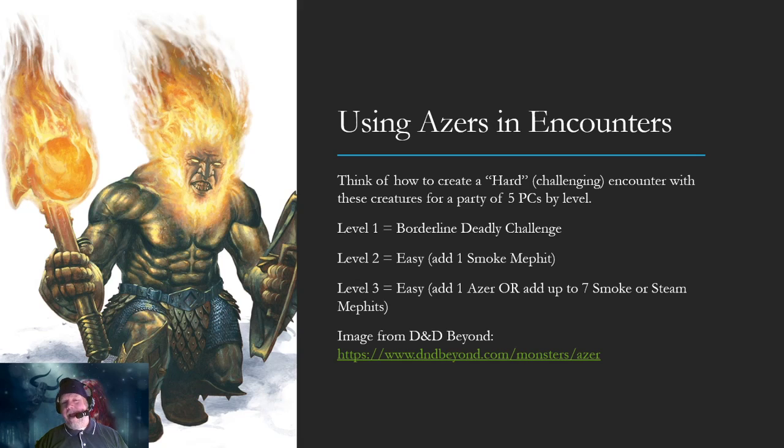Or if you don't want to add another Azer, you can add up to 7 smoke mephits or steam mephits. And steam mephits are those creatures that live in that zone on the border between the elemental plane of fire and the elemental plane of water. So the smoke is between fire and air, and steam is between fire and water.